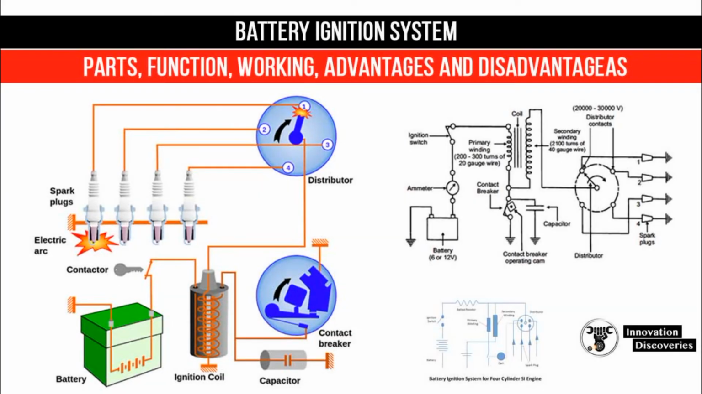Battery ignition system is used in automobiles to produce spark in the spark plug for the combustion of fuel in the IC engine. Here the main source for the spark generation is the battery. It is mostly used in light commercial vehicles.